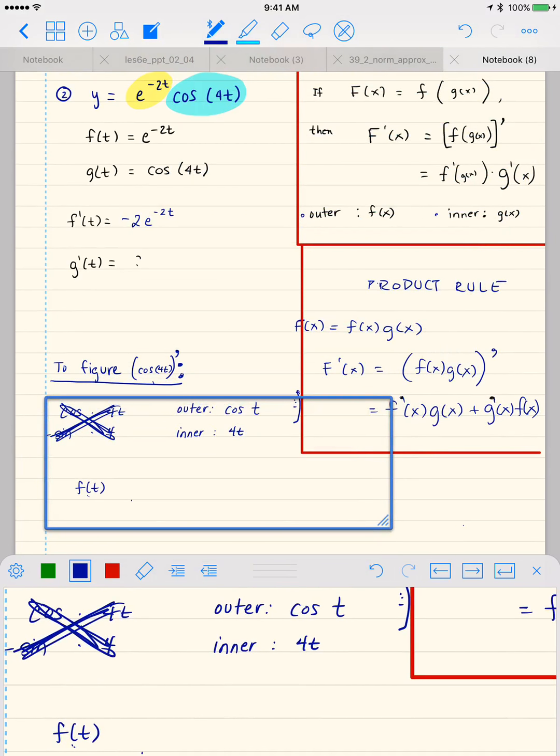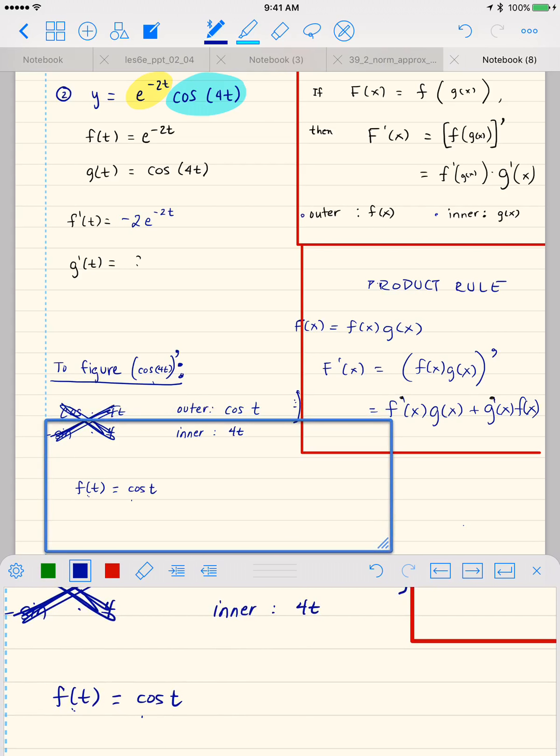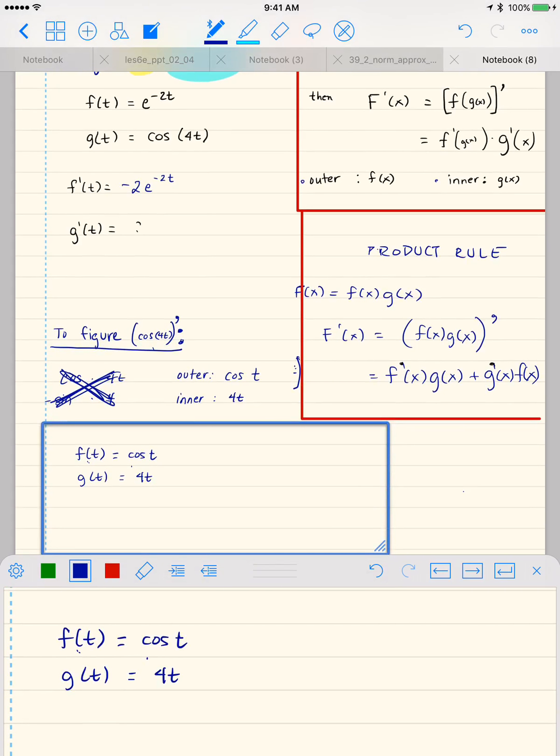So my f of t is the outer, which is cosine t. My g of t is the inner, which is 4t. F prime of t is equal to negative sine t, and g prime of t is equal to 4. So I use the power rule to find g prime of t. And I just use my trig derivative formulas to find the derivative of cosine of t. So those trig derivatives should be memorized by now.